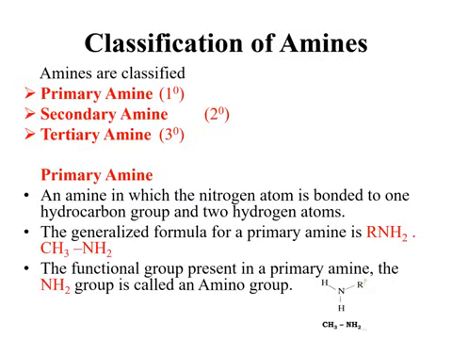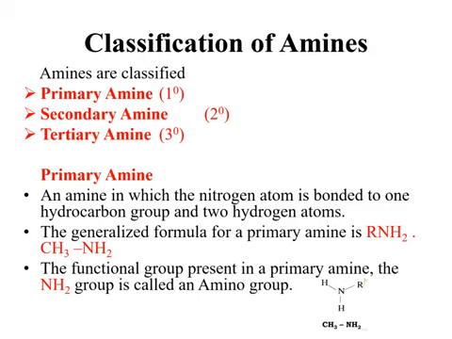As far as the classification of amines is concerned, amines are usually classified into 3 classes: primary, secondary, and tertiary amines. This classification is based on how many hydrocarbon groups are bonded to the ammonia nitrogen atom. As we discussed in our previous slides, amines are derivatives of ammonia. So depending upon substitution of hydrogen atoms with different alkyl groups, they are given different categories.